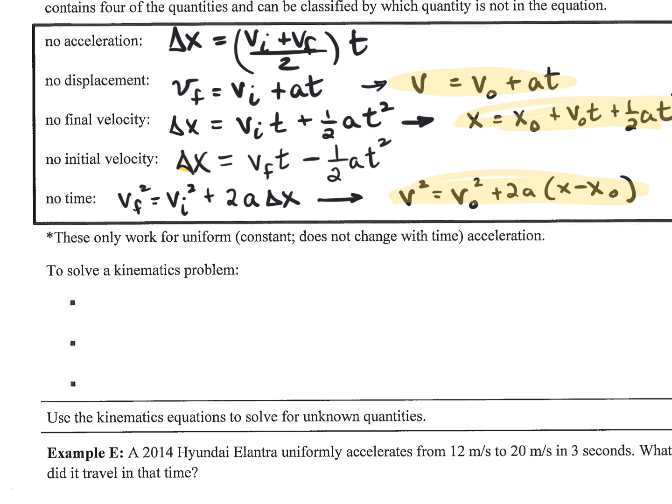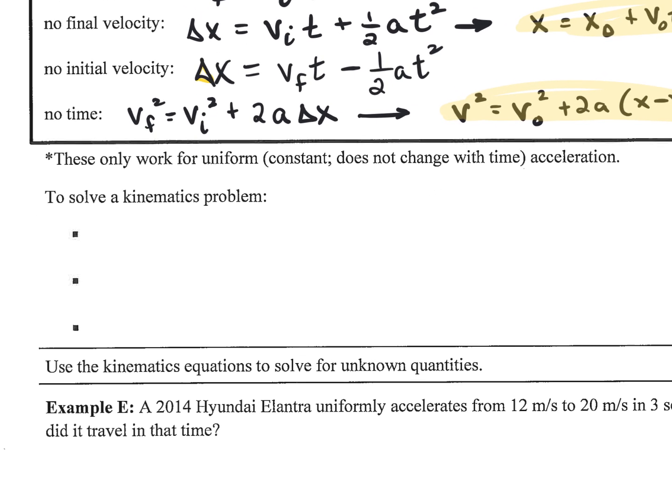All right. Questions so far? We still good? All right, so let's figure out how we use these. Guys, kinematics, these big 5 formulas, only work if we have a constant acceleration. They don't work if we're changing our acceleration. They only work with constant or uniform acceleration. Uniform acceleration is the big deal. If the acceleration is not uniform, we cannot use kinematics.